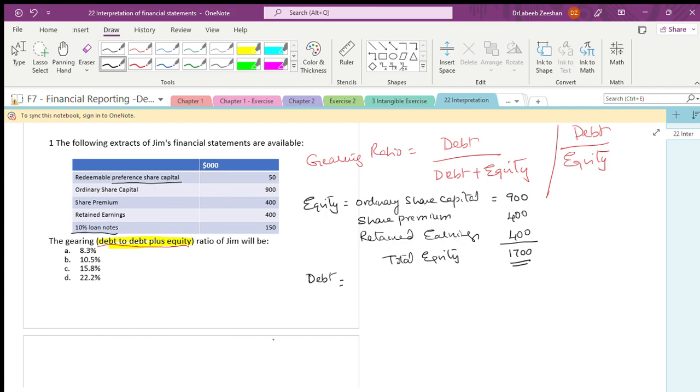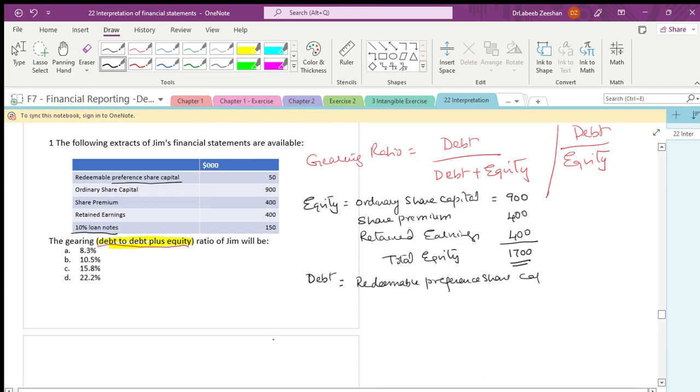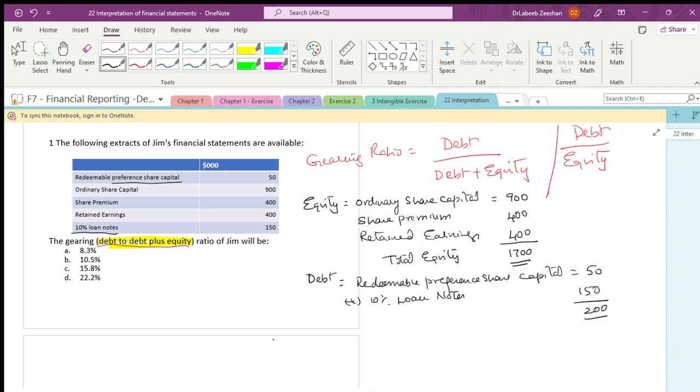If that is the case, what we have to do? We have to make sure that it is redeemable. Is it redeemable preference share capital? How much is the redeemable preference share capital? It is 50, plus the 10% loan notes. How much is that? 150. Total it comes to how much?